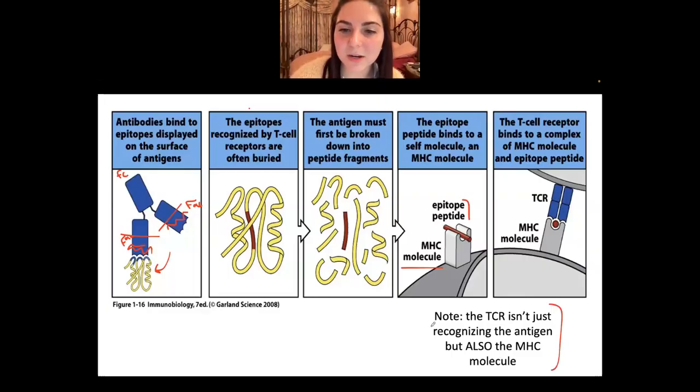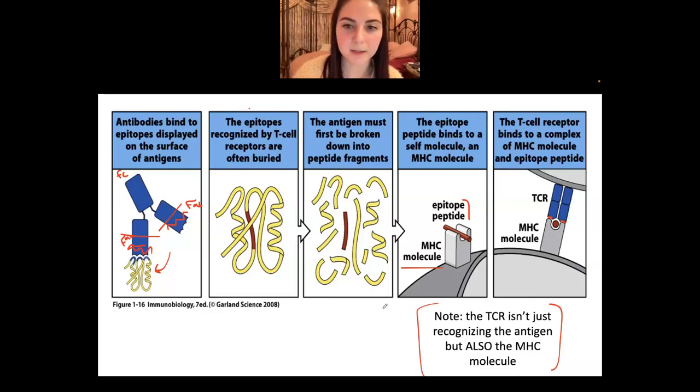And I put this note down here because this is going to come up really importantly when we talk about how you make sure you don't have auto-reactive T cells. Note here that the T cell receptor is not just binding to the antigen, it's also binding to the MHC molecule. So this is something that's checked for when you're developing T cell receptors. Again, this is going to be on Friday with T cell development. But when you're developing the T cell receptor, you need to make sure it can recognize an MHC molecule, because you can note here you have little portions of it that are binding to the MHC molecule.